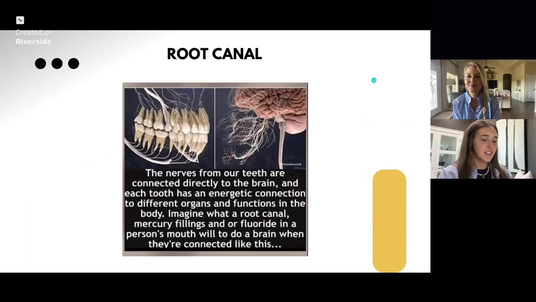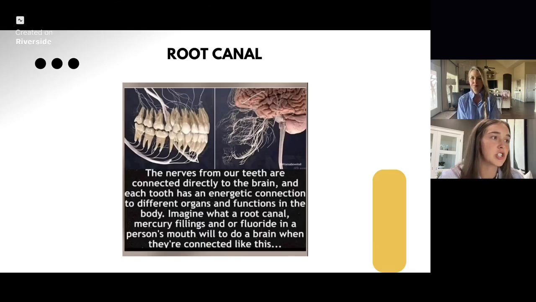So moving on to the root canal. The nerves from our teeth are connected directly to the brain, and each tooth has an energetic connection to different organs and functions in the body. Imagine what a root canal, mercury filling, and or formaldehyde in the person's mouth will do to a brain when they're connected like this. And this picture is a really good representation of how everything's connected. And beyond that, each tooth has a meridian to a certain organ as well. So that's something to really pay attention to.